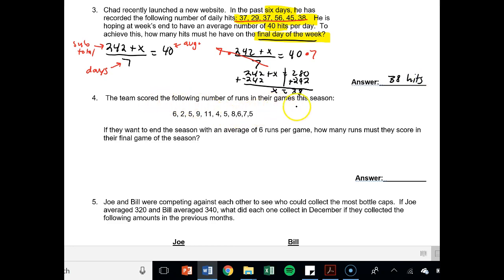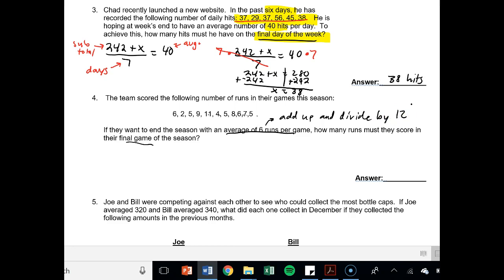Teams scored the following number of runs in their season. If they want to end the season with an average of 6 runs per game, how many runs must they score, right? So first of all, again, it's average. So we're going to add up and divide by how many games? 1, 2, 3, 4, 5, 6, 7, 8, 9, 10, 11, but they got a final game. So divide by not 11, but by 12.